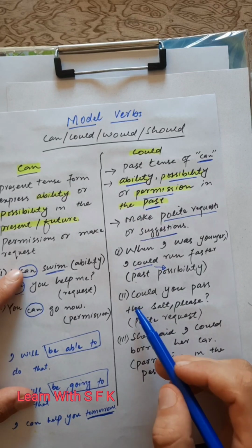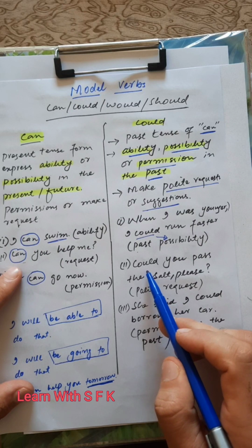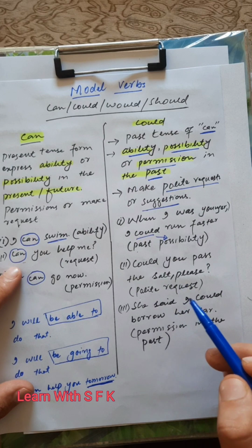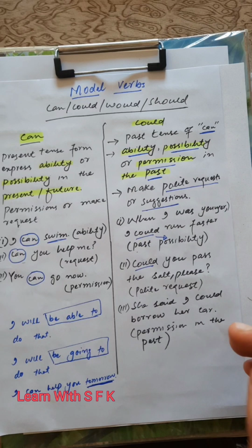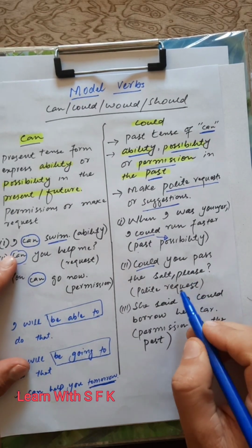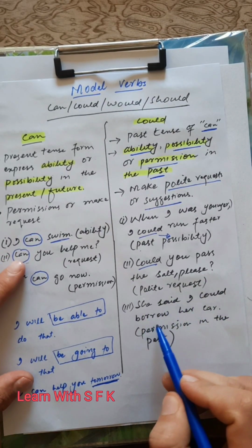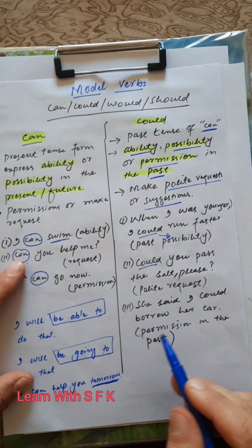Then we have another example showing a polite request. For example, if someone says, could you pass the salt, please? So here could is expressing a polite request, that you are requesting somebody at the table to pass the salt to you. Another sentence, she said I could borrow her car. Here could is used in the sense of permission.